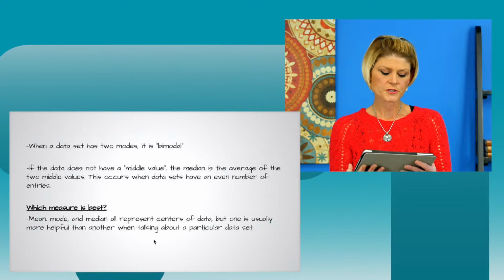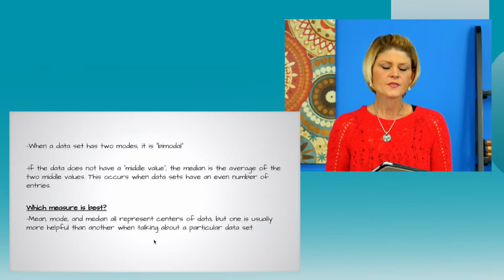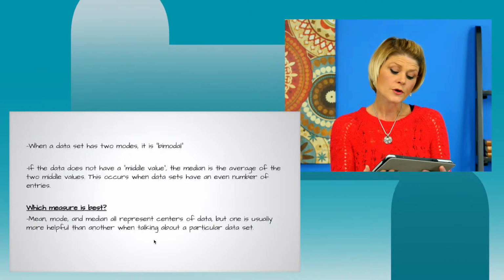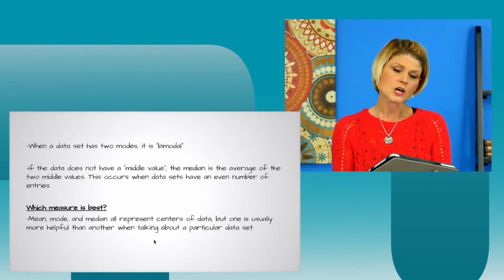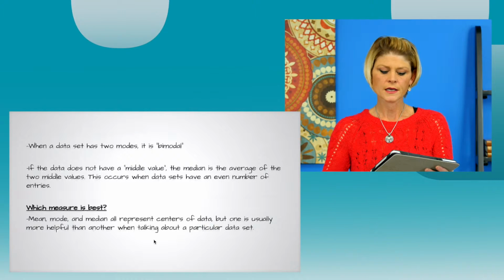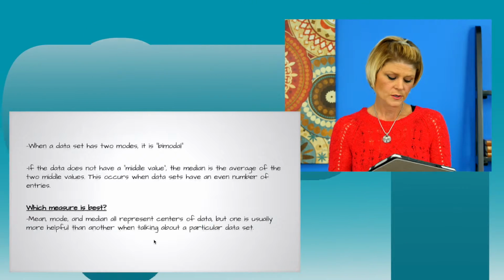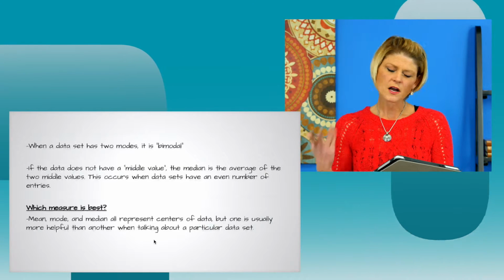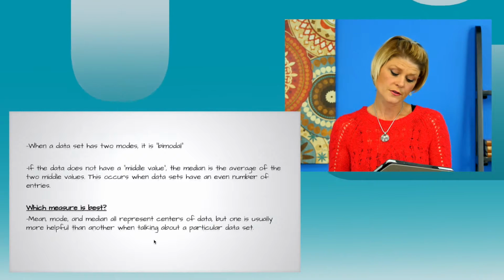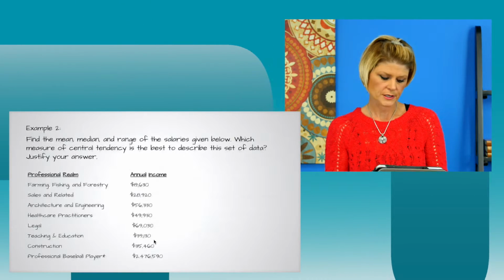It's also important to note that when a data set has two modes, and sometimes it will, it's called bimodal. If the data set does not have a middle value, the median is going to be the average of the two middle values. This occurs when data sets have an even number of entries. So which measure is best? Well, mean, median, and mode all represent centers of data, but one is usually more helpful than another when you're talking about a particular data set. We'll be talking a lot about that.